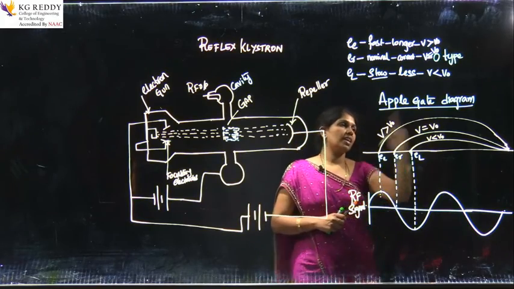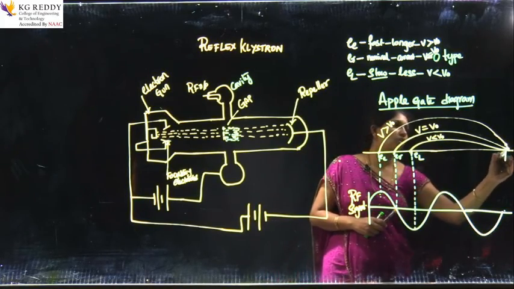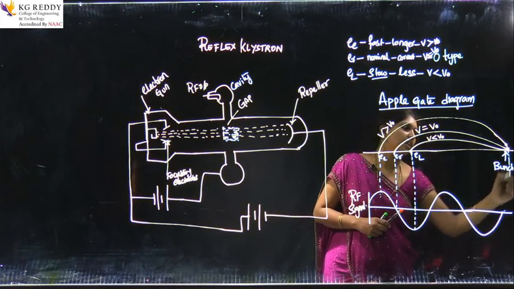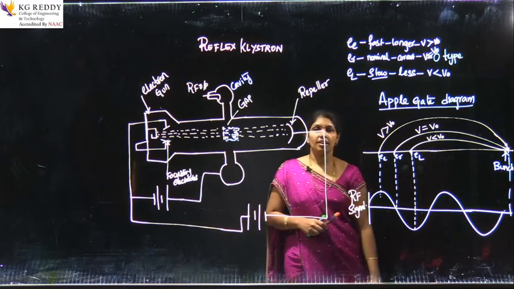Now, all the 3 electrons will meet here and this is called bunching. This is the principle of reflex klystron.